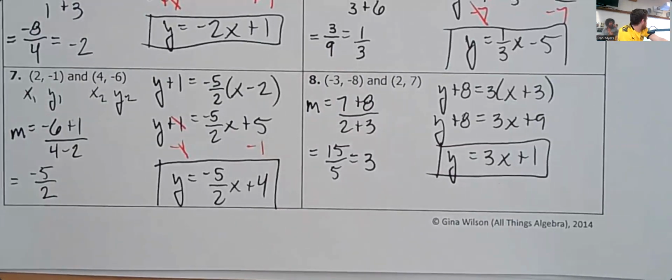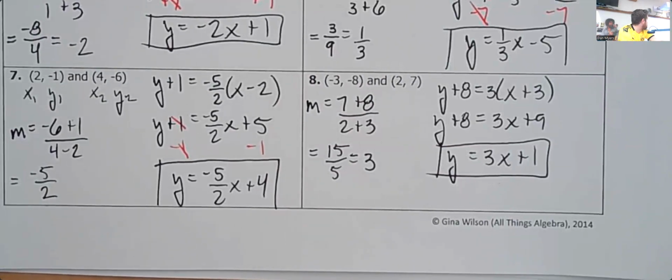All right. So with the slope, we have 7 minus -8 or 7 plus 8 on the numerator, 2 minus -3 or 2 plus 3 on the denominator. That is 15 divided by 5, which is 3. So your slope is 3. I used x1, y1. If you used x2, y2, you get the same answer.